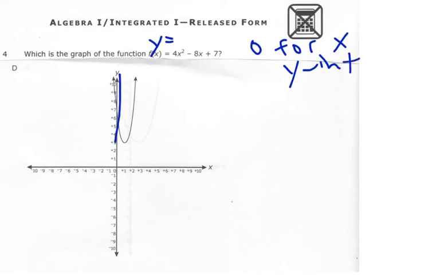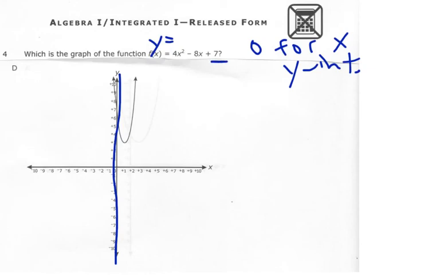Number 4, which is the graph of the function f of x equals 4x squared minus 8x plus 7. Well, this does not have a calculator, so we can't just call that y equals and type it in our calculator. So we need to see if there's any shortcuts first off. If you plug in a 0 for x, then whatever remains is going to be your y-intercept. And that's where it crosses the y-axis, the vertical axis.